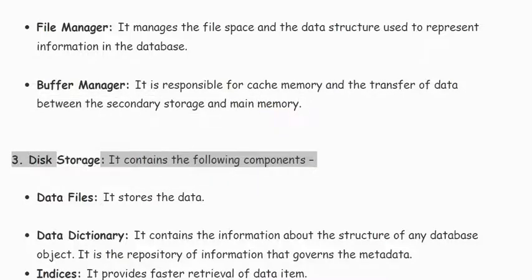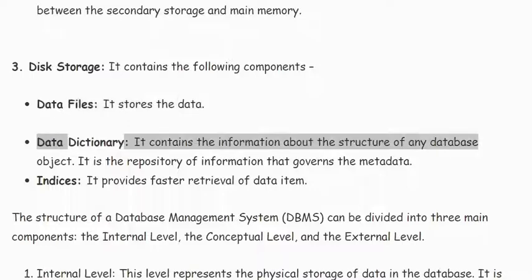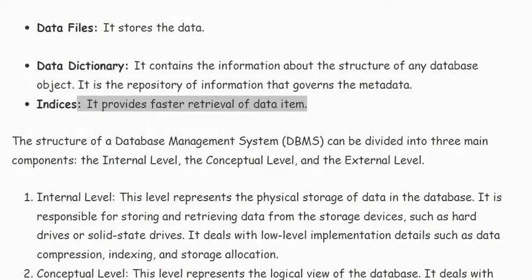3. Disk storage. It contains the following components. Data files. It stores the data. Data dictionary. It contains the information about the structure of any database object. It is the repository of information that governs the metadata. Indices. It provides faster retrieval of data items.